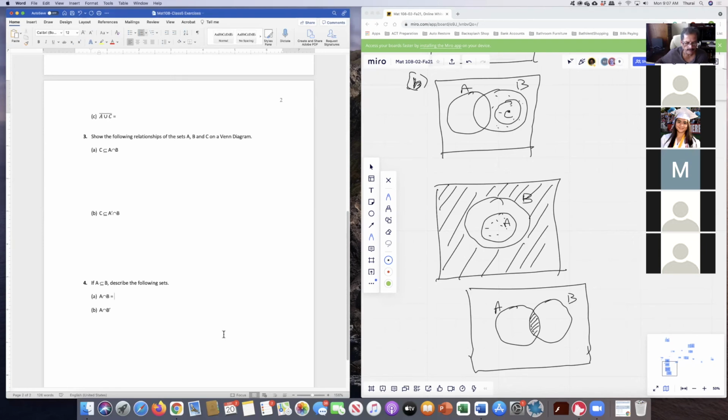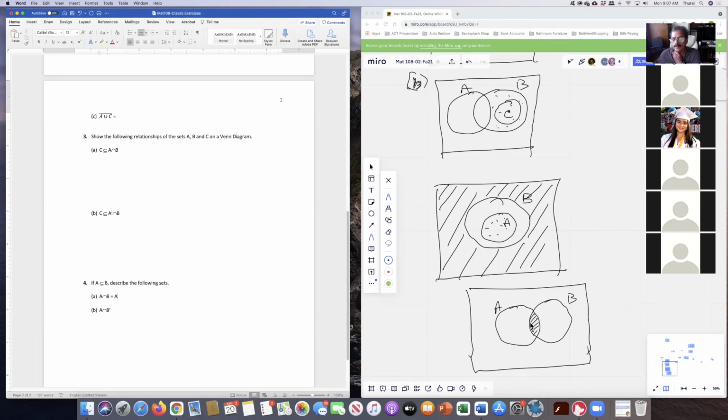Would it be B prime? No. You already figured it out. So he would just write A subset of B. So A is a subset of B, therefore A intersection B will be equal to something. And what is that is my question. Would it just be A? A, exactly. That's the answer.